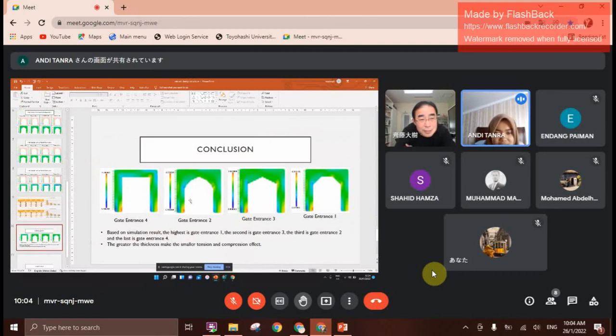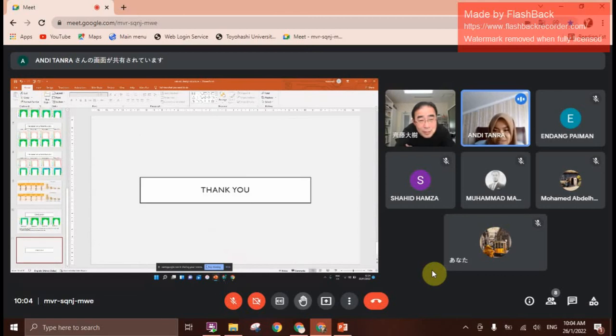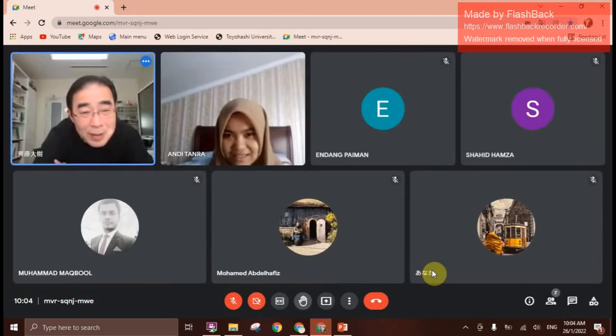So the conclusion based on simulation result, the highest is gate entrance 1, and the second is entrance 3, and the third is gate entrance 2, and the last is gate entrance 4. And the greater of the thickness make the smaller tension and compression effect. Thank you. That's all for me.